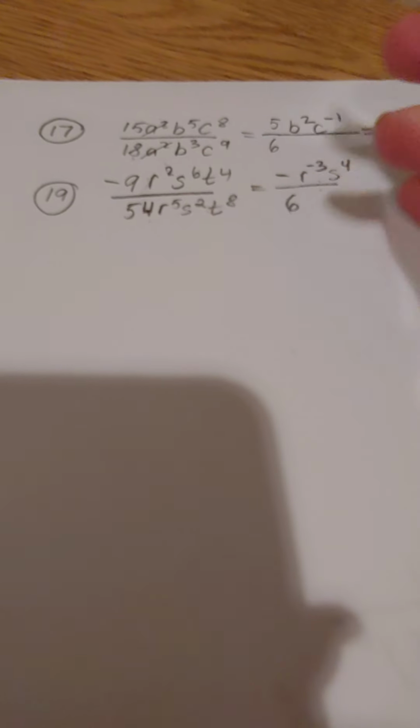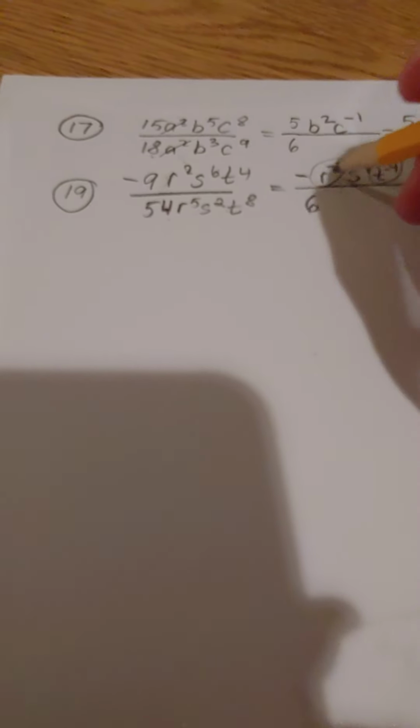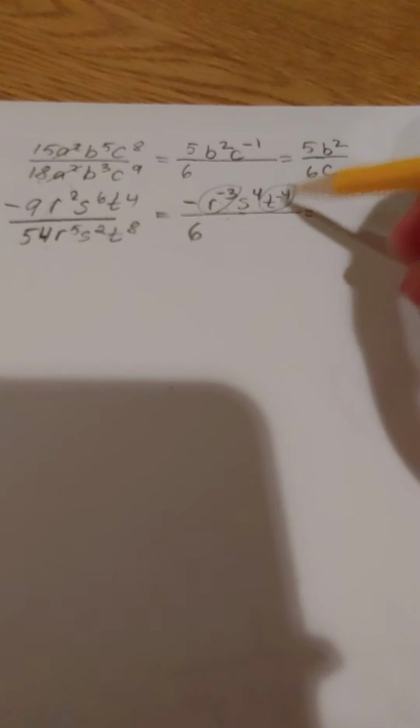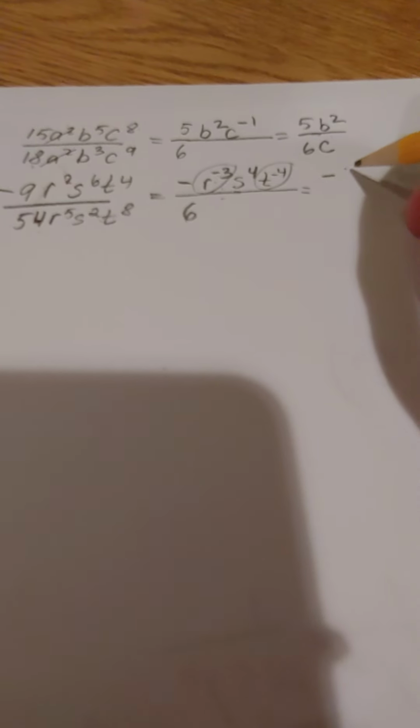S to the 6th over s to the 2nd is s to the 4th, because 6 minus 2 is 4. 4 minus 8 is negative 4, and this is our t power, t to the negative 4th. We see that r is not happy because it has a negative exponent, and t is not happy. It's the same thing, so we're going to bring them down. All that is left is s to the 4th power on top, 6 on the bottom, and then r gets happy and t is happy again. Number 21.